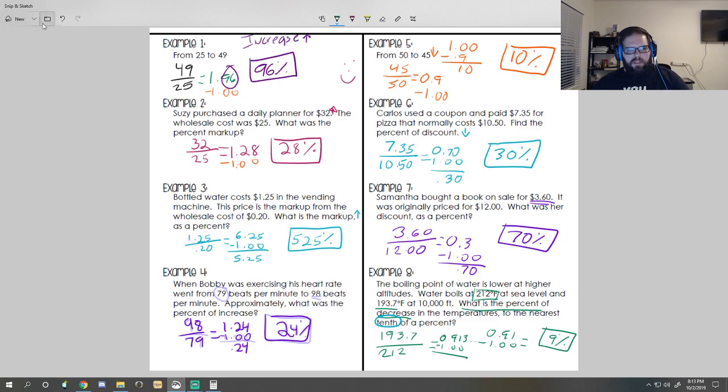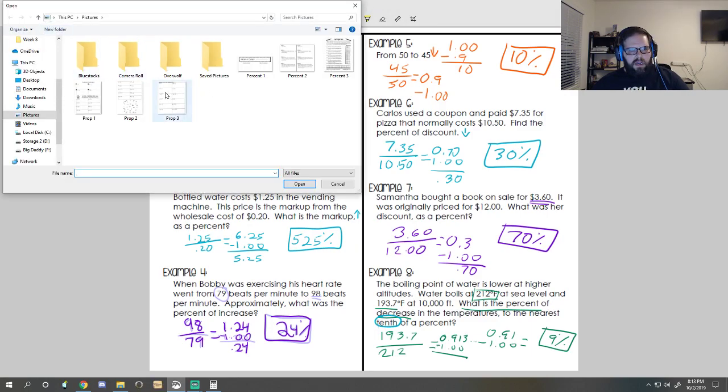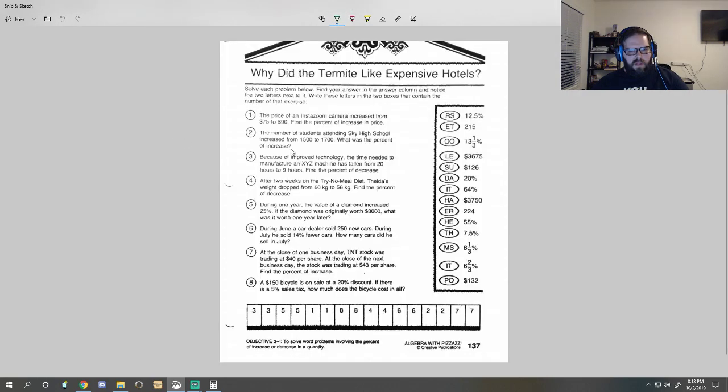If you guys are good to go, then we're going to go ahead and go to the last part, which is, why did the termite like expensive hotels? Well, you are going to find out. What you're going to do is solve the problems below. You're going to find your answer in the answer column and notice the 2 letters next to it. Write these letters in the 2 boxes that contain the number of that exercise.